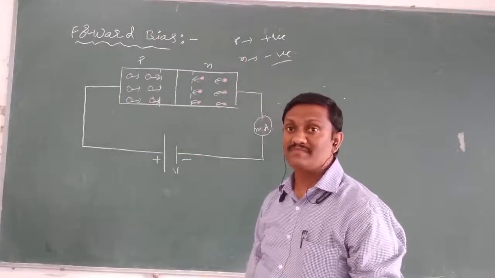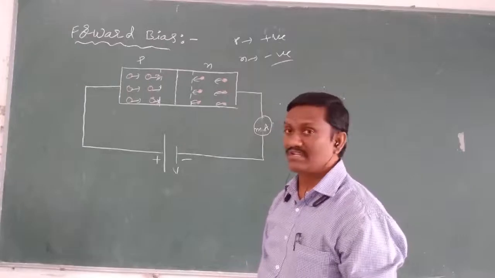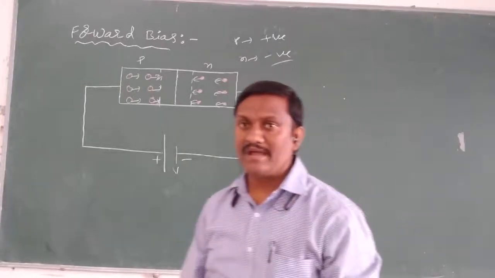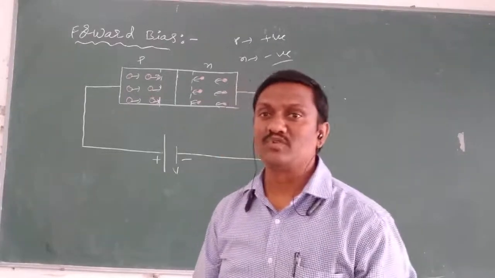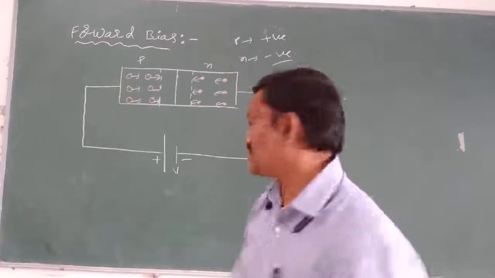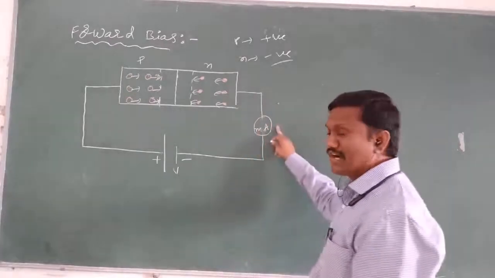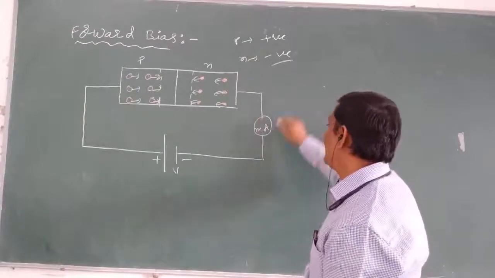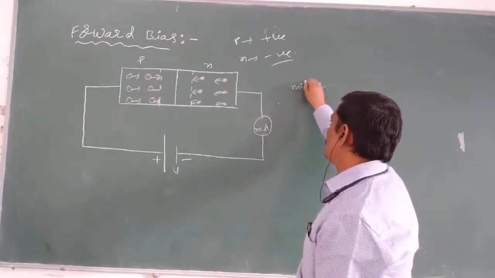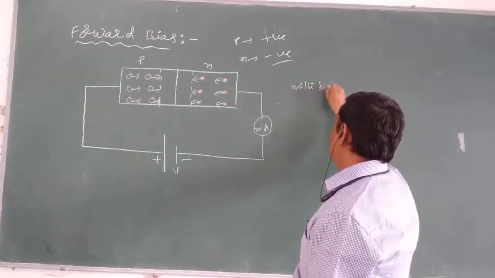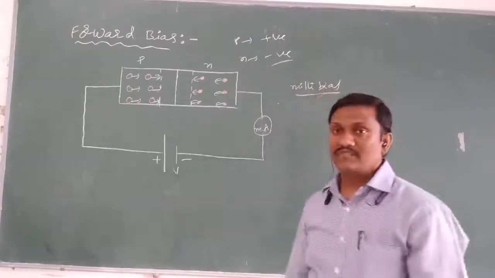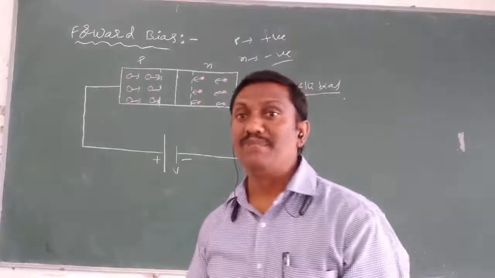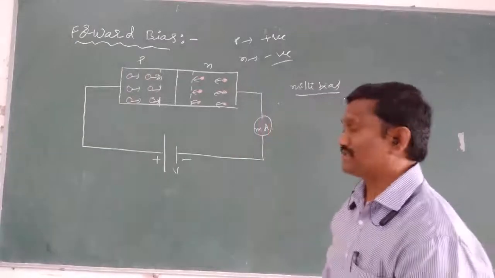So in forward bias, majority carriers are crossing the junction. So in forward bias, current conduction is maximum due to majority carriers. That's why in forward bias, current conduction will be maximum. The maximum current conduction is in the order of milliamperes. So in forward bias, the current conduction takes place in the order of milliamperes or 10 power minus 2 amperes.